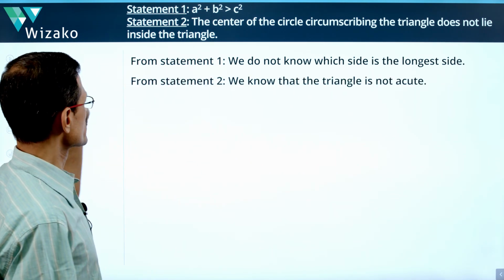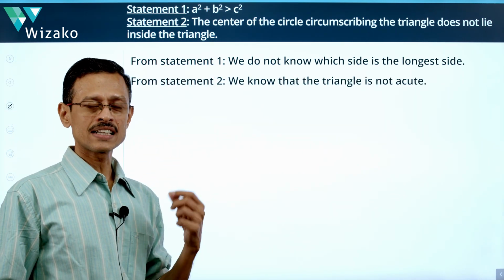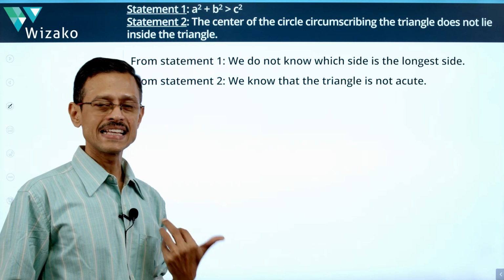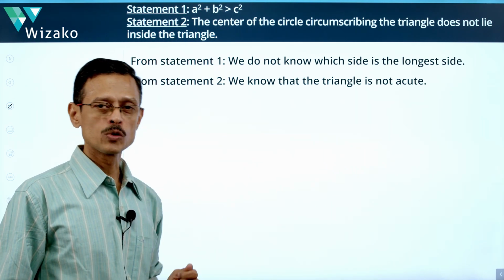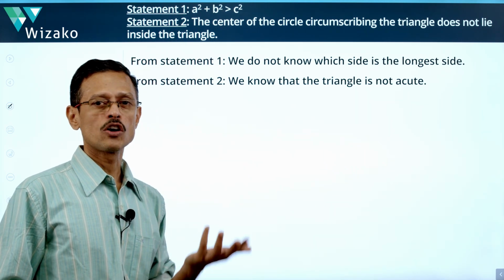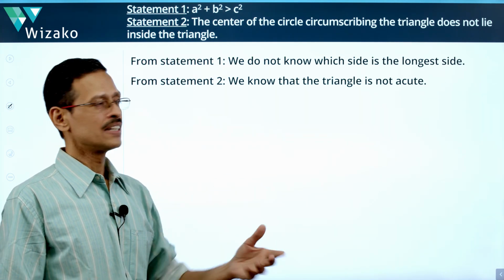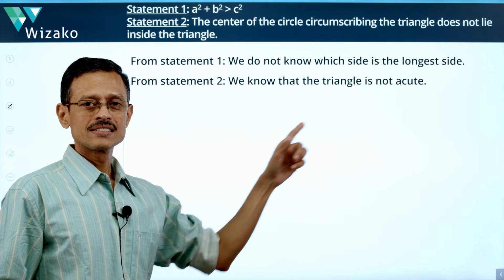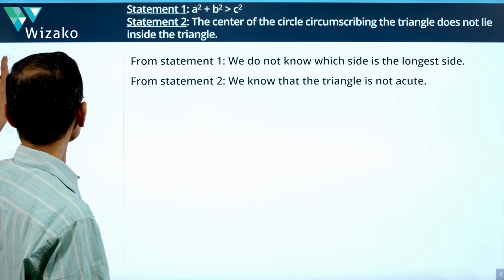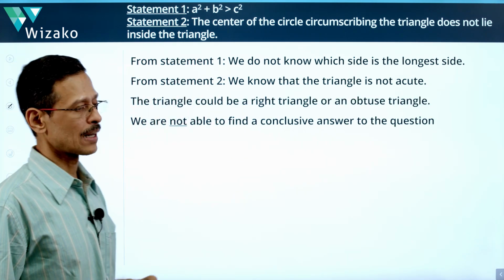Statement 2 told us that it's not an acute triangle because the center of the circumscribing circle was not lying inside the triangle. But that left us with two possibilities. It could be a right triangle or it could be an obtuse triangle. By comparing the two statements, we're still not better off. We do not know which side is the longest side. This leaves us with two possibilities. The triangle is a right triangle or it could be an obtuse triangle.